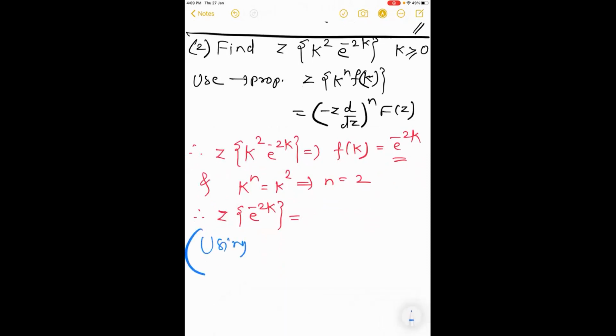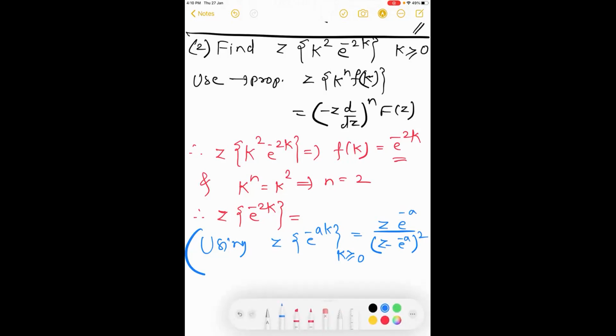Using the Z transform of e raised to minus ak, for k greater than or equal to 0, you can write down this result directly. It is in the standard formula which I have already sent. In that it is Z into e raised to minus a upon Z minus e raised to minus a, whole square. This is, sorry, e raised to minus a. The transformed answer with k multiplication, you can take it.